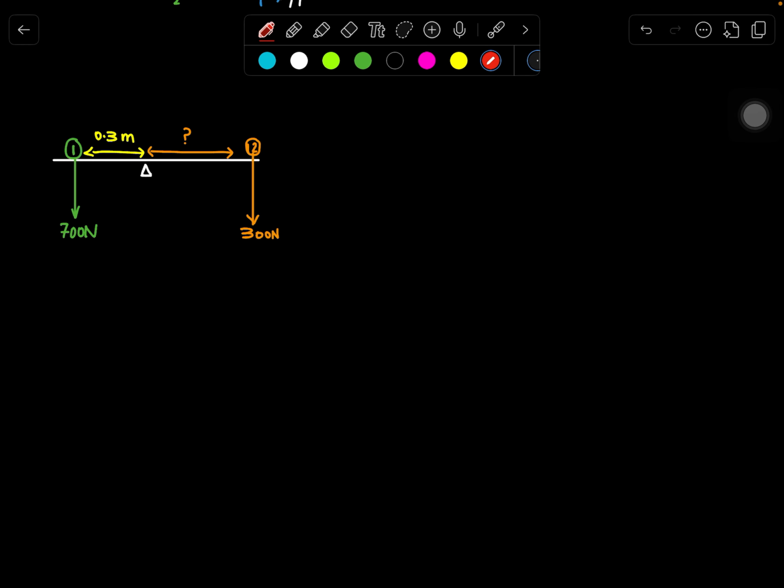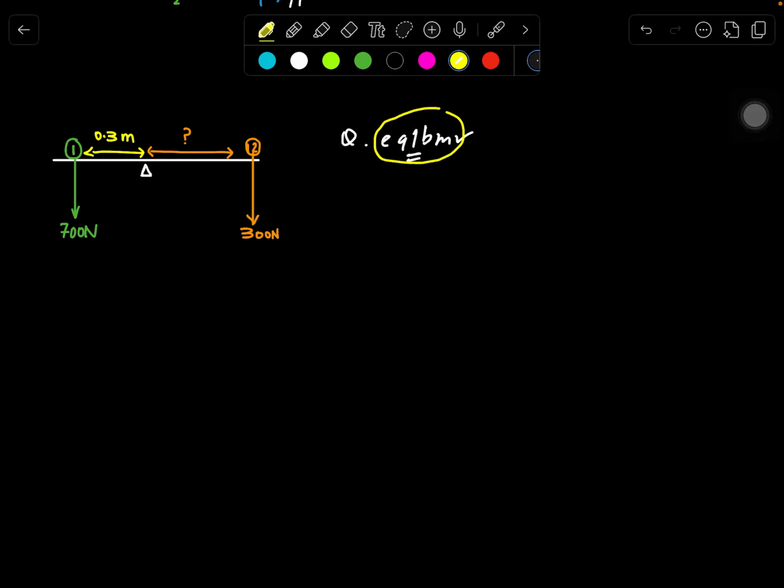So the question in your exam will look something like this. They'll tell you that the object is in equilibrium. They'll establish this point, and then they'll give you the situation that you have the first object placed 0.3 meters away from the pivot, and the second object weighs 300 newtons. How far is it from the pivot to be in equilibrium?